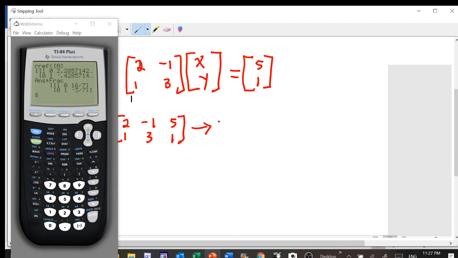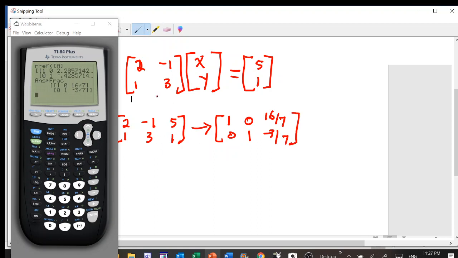So that's the solution. We converted it to RREF, and this one has a solution. We got 16 over 7 and negative 3 over 7. That's one way to do it.